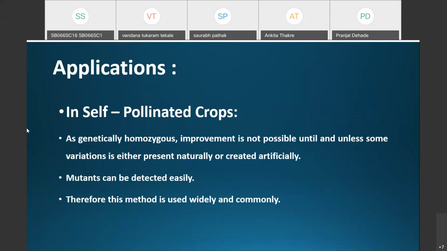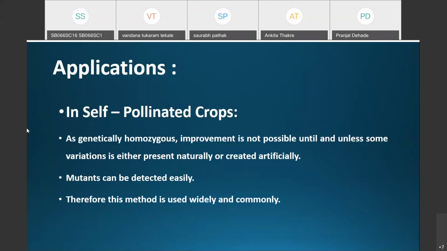Then the utilization and the applications in the self pollinated crops. The self-pollinated crops, as you know, are naturally genetically homozygous. The improvement is not possible until and unless some variation is either present naturally or created artificially. Genetic variation is the basis of any hybridization, any plant breeding program. If the genetic variation is not present, then it is not possible to improve the crop and to release the new variety.